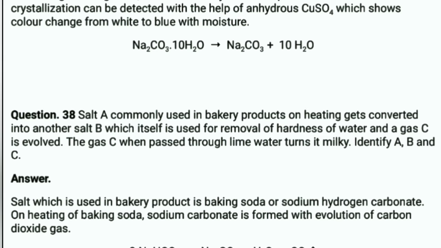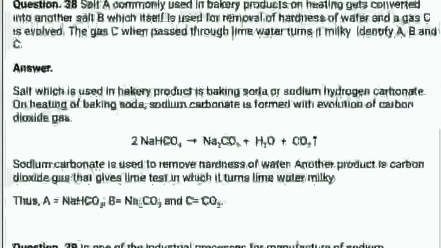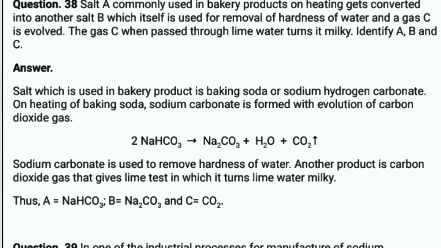The salt used in bakery products is baking soda, or sodium hydrogen carbonate. On heating baking soda, sodium carbonate is formed with evolution of carbon dioxide. Sodium carbonate is used to remove hardness of water. Another product is carbon dioxide gas, which turns lime water milky. Thus A equals NaHCO3, B equals Na2CO3 and C equals CO2.